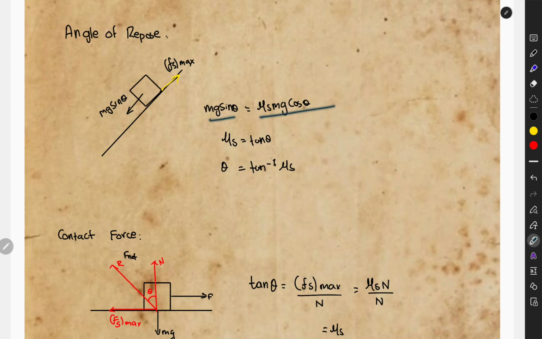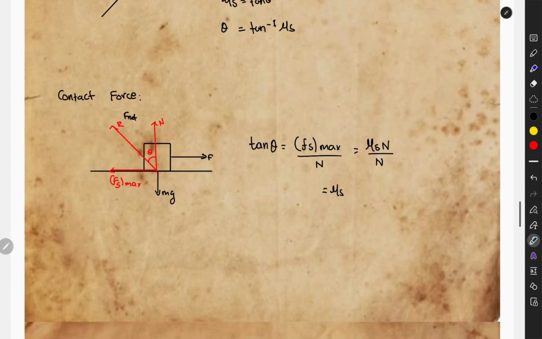So I can equate both, and the mg will get cancelled, and this goes on this side and becomes tan theta. Mu is equal to tan theta. If you take tan inverse on the other side, you will get theta is equal to tan inverse mu s. This is the formula of the angle of repose.